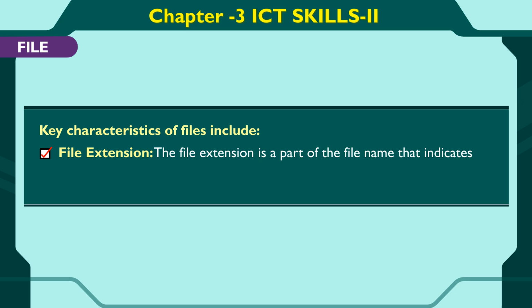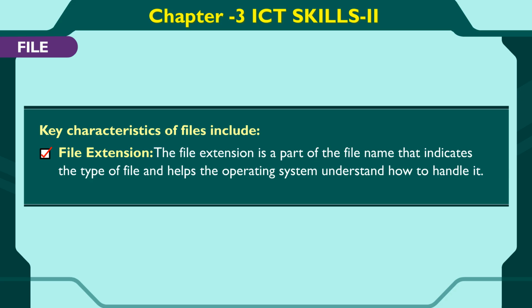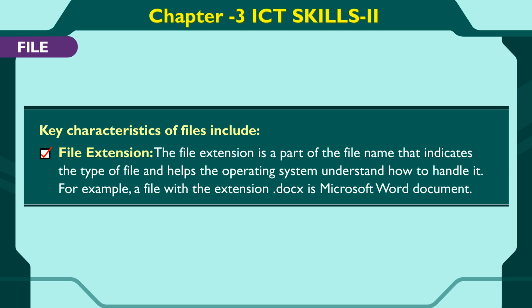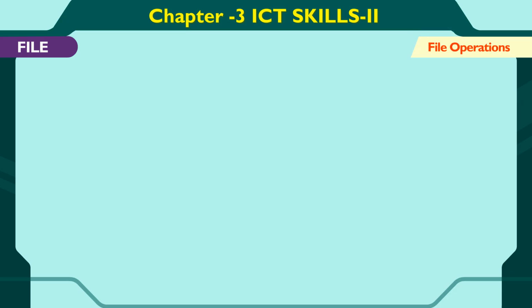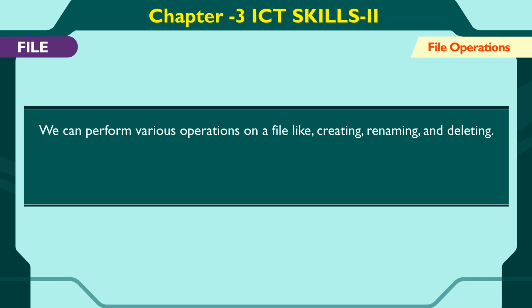File extension. The file extension is a part of the file name that indicates the type of file and helps the operating system understand how to handle it. For example, a file with the extension docx is a Microsoft Word document. File size. Files have a size measured in bytes, kilobytes, megabytes, etc., depending on the amount of data they contain. File operations. We can perform various operations on a file like creating, renaming, and deleting. Let us learn about all these operations one by one.